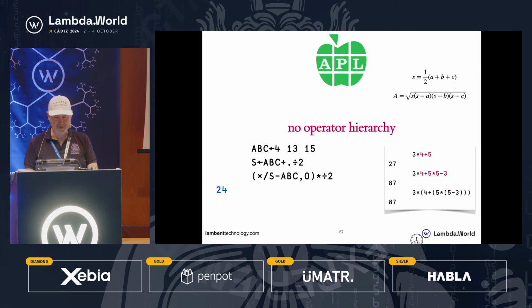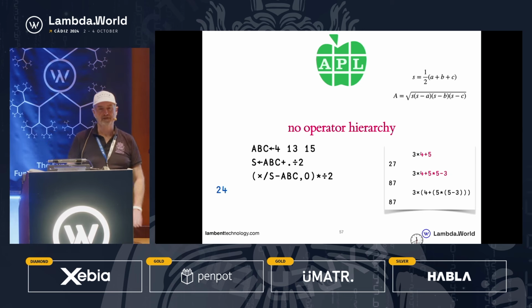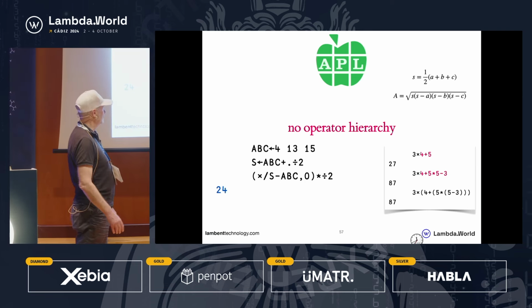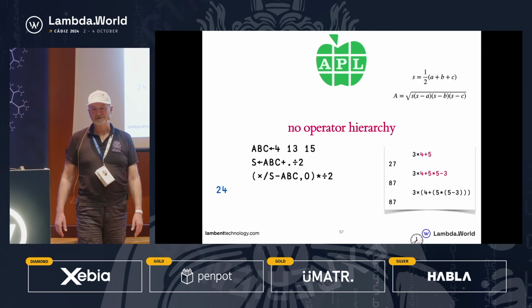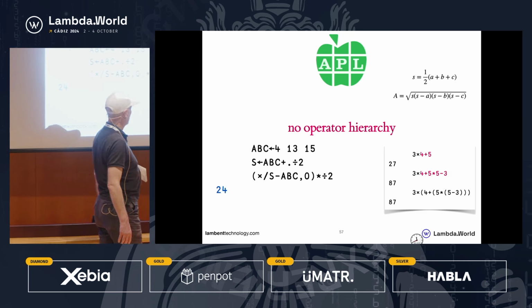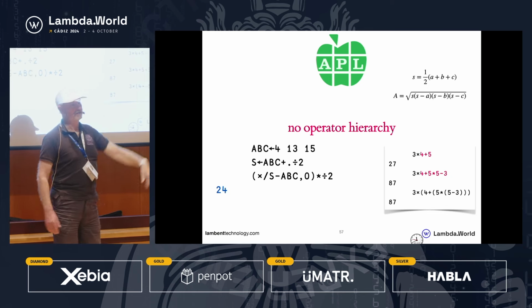And mercifully, there's no operator hierarchy, so there's no need to remember which operators you apply first. A friend of mine likes to call this the republic of operators. Everybody's equal. In this example, the right argument of the multiplication is everything on the right.